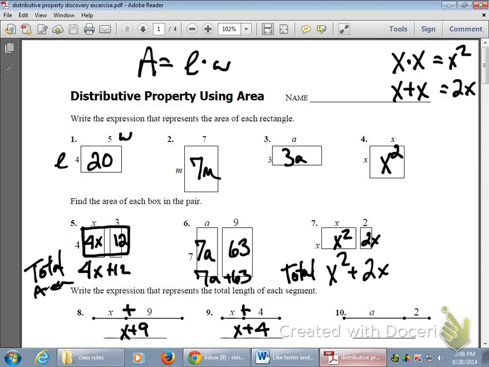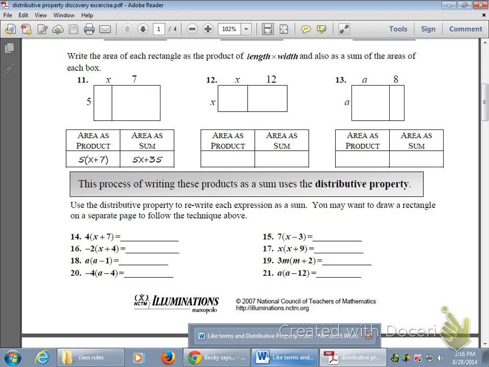And on number 10, the total line segment would be a plus 2. Okay? Number 11 is one big rectangle, right? How tall is the rectangle? 5 inches. How long is the rectangle? X plus 7. Good. So it's 5 by x plus 7.